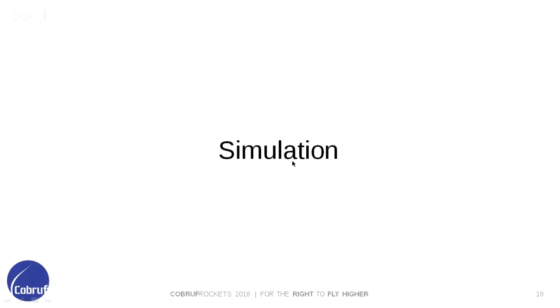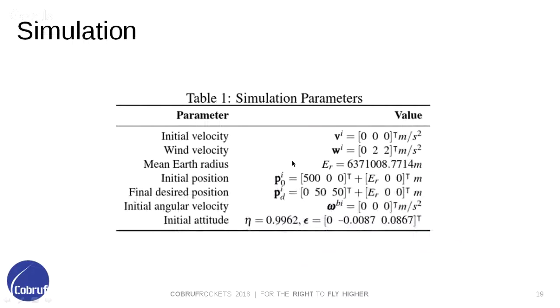So now I'm going to show a simulation which was carried out by us. First, we set up the following parameters on the simulator, where the initial velocity is 0. We include a wind effect as an external disturbance. The Earth mean radius is defined. The rock is placed 500 meters above the ground.